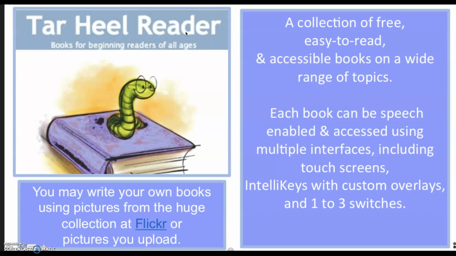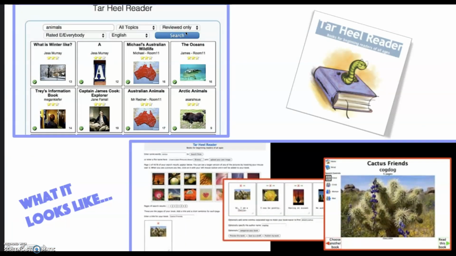Students can use 1, 2, or 3 switches to choose, read, or rate books on Tar Heel Reader. In order to use switches, a computer switch interface is needed. Your assistive technology specialist can help you find an appropriate switch interface device. Okay, and here's what it looks like, as you can see. Right here, to give you a visual representation of it.